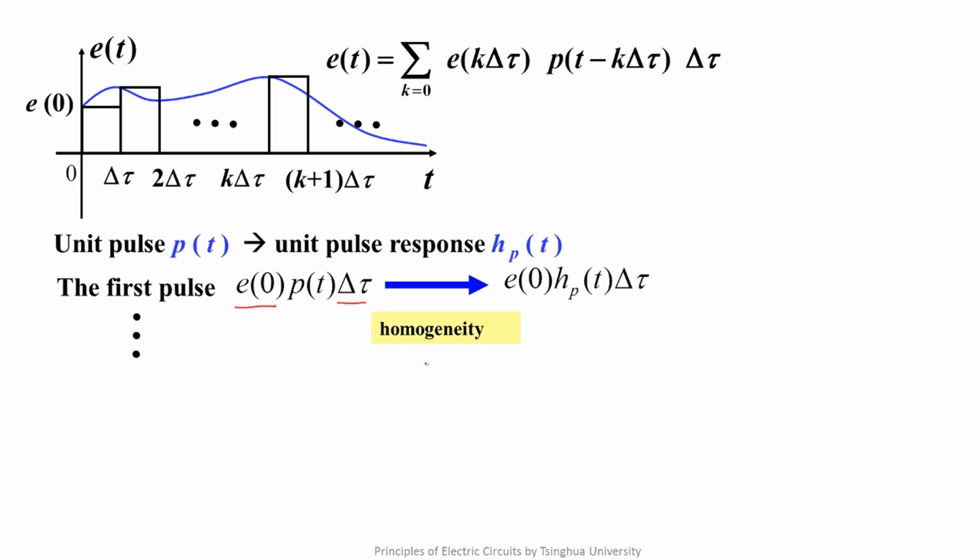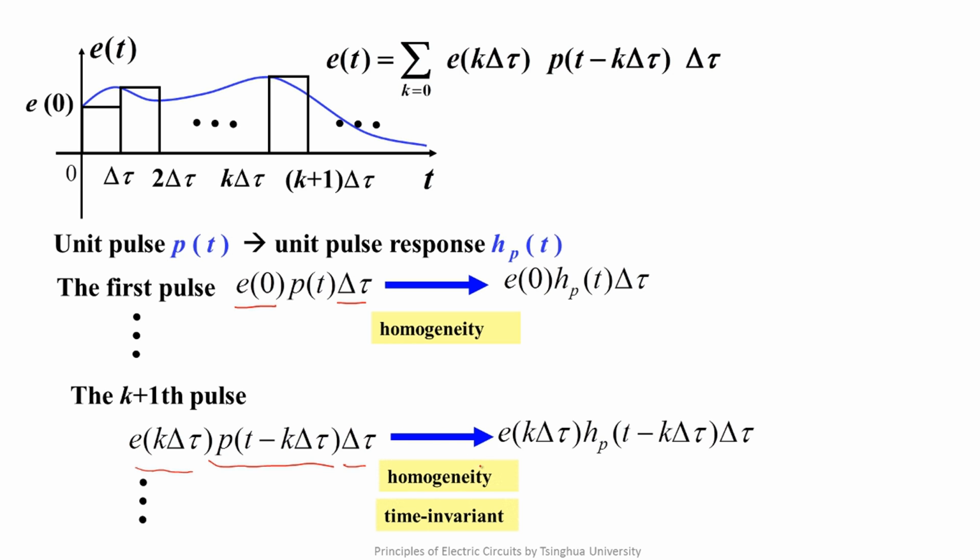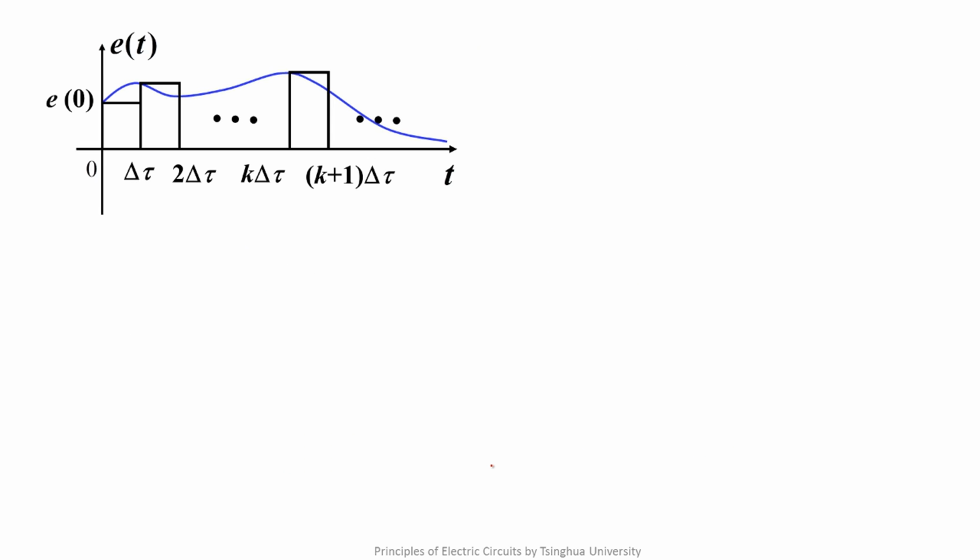The k+1th unit pulse function has a delay and is multiplied by two constants. According to the homogeneity and time invariant properties, its response is like this. The time invariant property means when the excitation delays k times delta tau, the response also delays k times delta tau. So we know the response of the sum of infinite unit pulse functions is the sum of the corresponding infinite unit pulse responses.